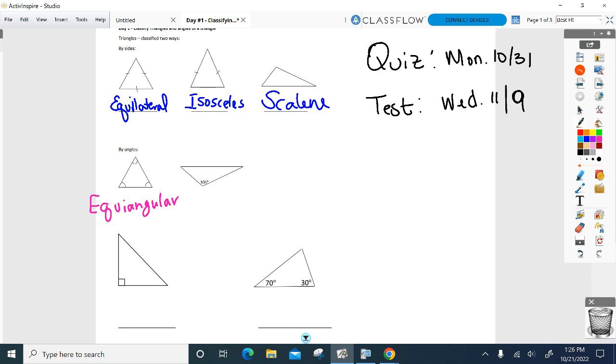And let's take this a step above. What's the measure of each angle then? 60, 60, 60, because they all add up to 180. So yes, equiangular and equilateral can be interchangeable.